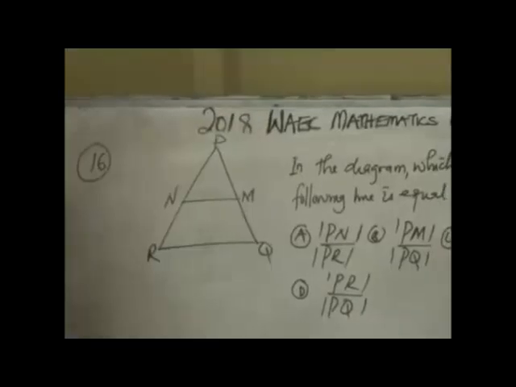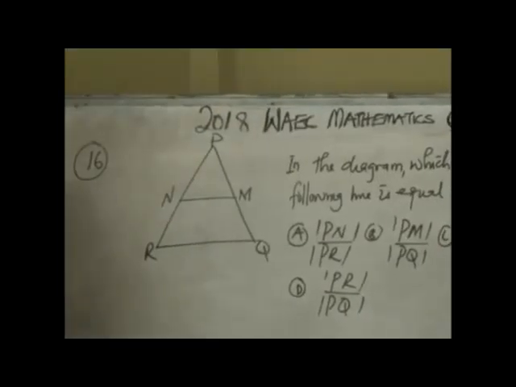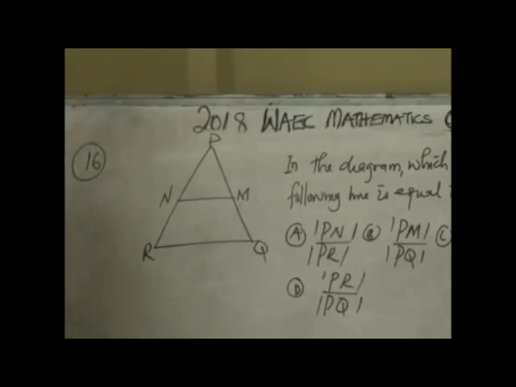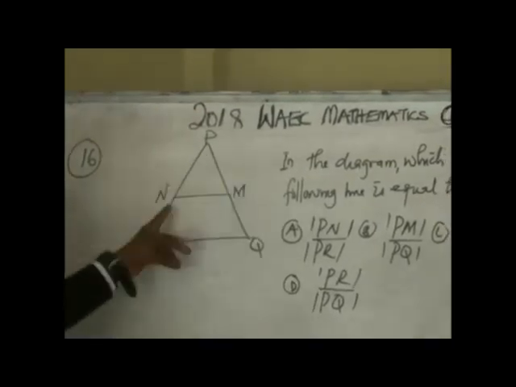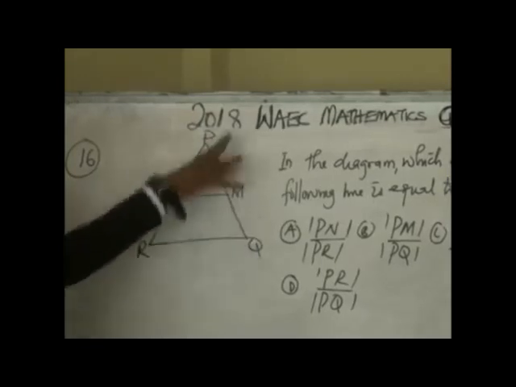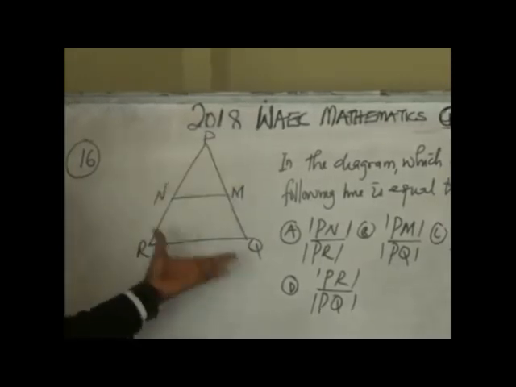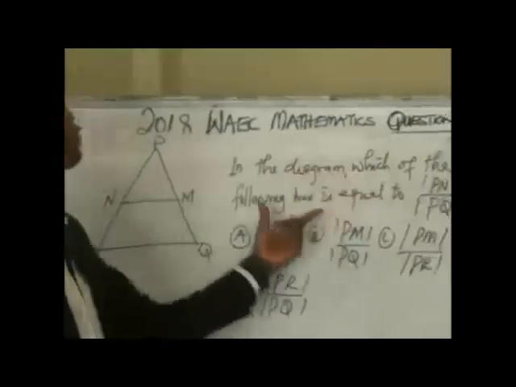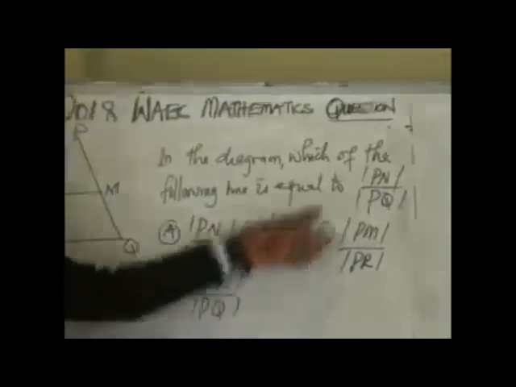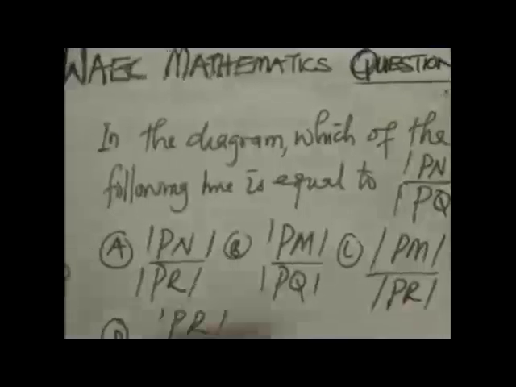Alright, this is question 16 of the 2018 WAEC mathematics questions. This is a triangle, triangle PRQ. Now you just have to determine from the diagram which of the following lines is equal to line PN over line PQ.